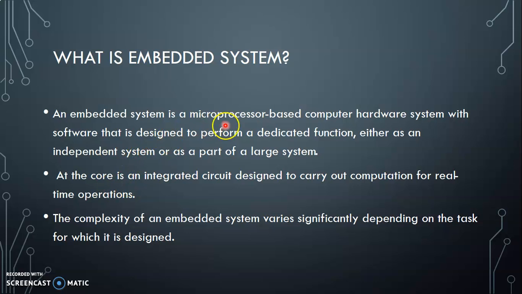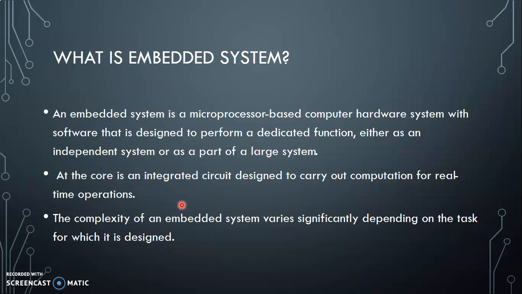An embedded system is a microprocessor-based computer hardware system with software that is designed to perform a dedicated function, either as an independent system or as a part of a larger system. It is actually a combination of hardware and software designed to perform a specific task. At the core is an integrated circuit designed to carry out computation for real-time operations.